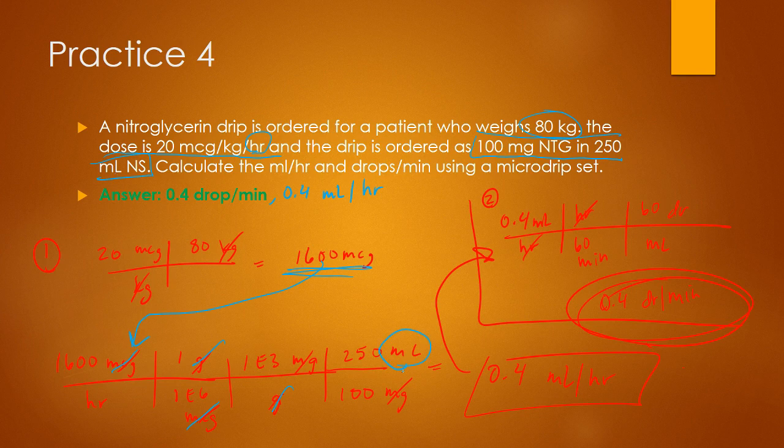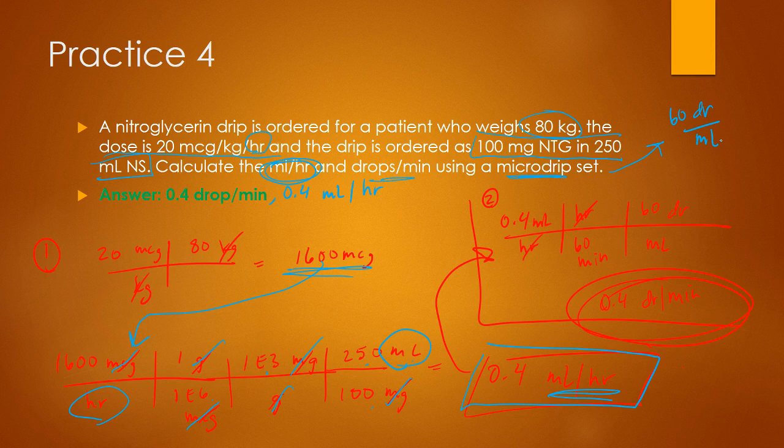So since you want the units to be in mLs, you're going to put the mLs on top. So then 250 mLs divided by 100, so those milligrams can cancel out. So what you're left with is the milliliters and the hours, which is what you want. 1600 times 1000 times 250 divided by 1 million, and then divided by 100. So your answer for the first part, since you want it in ml per hour, it's going to be 0.4 mLs per hour.